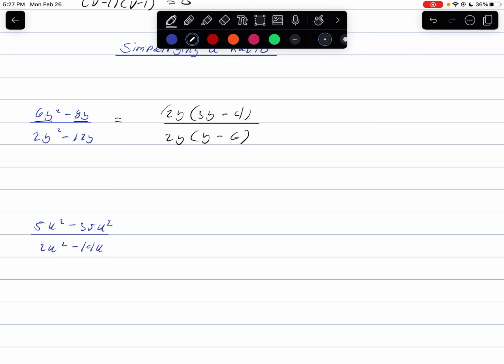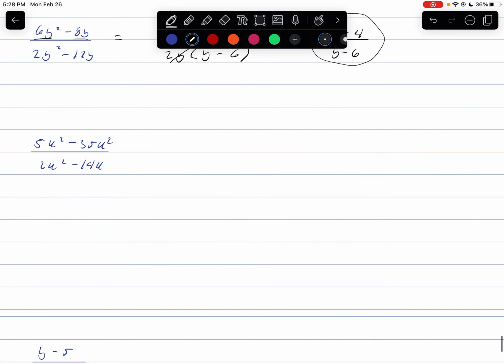But we have this 2y here and this 2y here. So we're actually able to cancel those. And we are left with 3y minus 4 over y minus 6. So this would be the simplified version of 6y squared minus 8y divided by 2y squared minus 12y. Okay?